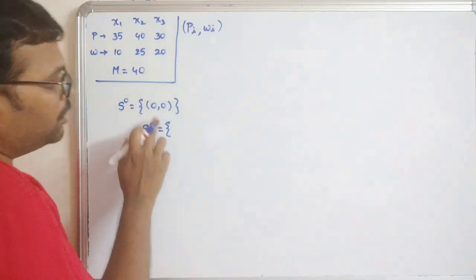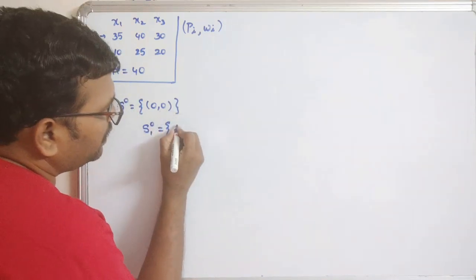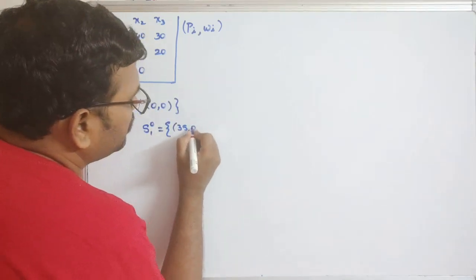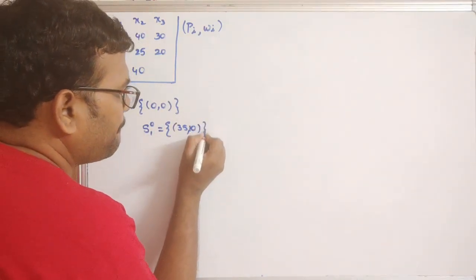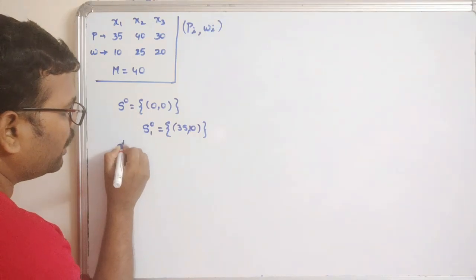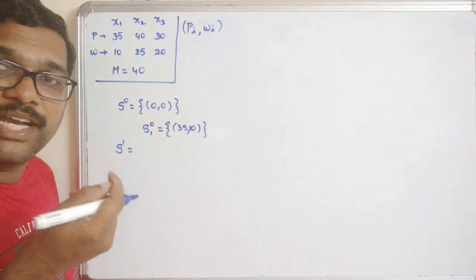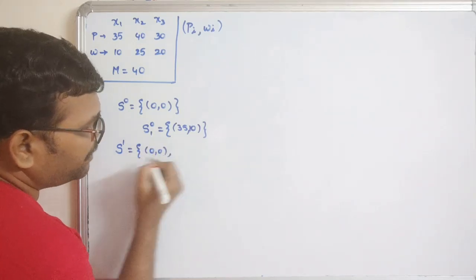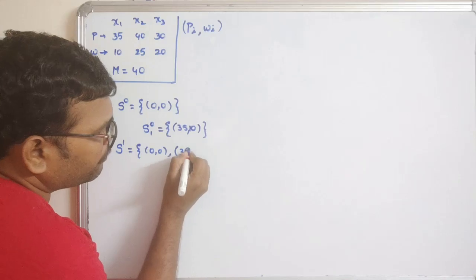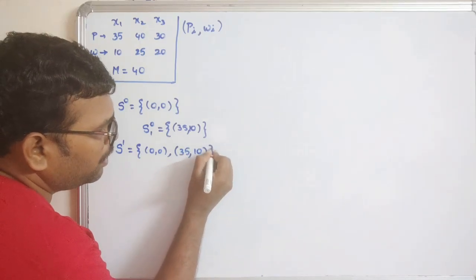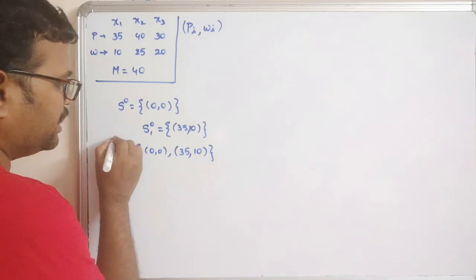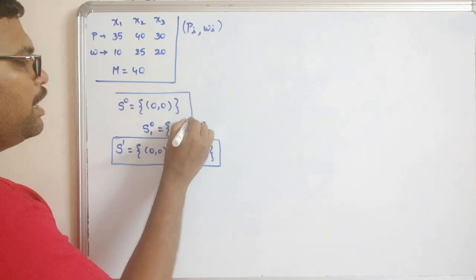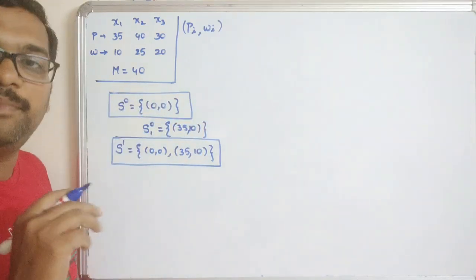corresponding weight. So 35 plus 0, it's a 35, and 10 plus 0, it's 10. Now with one element, that means with one object, the sack with one object is the empty sack and after insertion of one object. So this is S1. So we need to note down these things. This is S1 and this is S0, which is an empty sack.